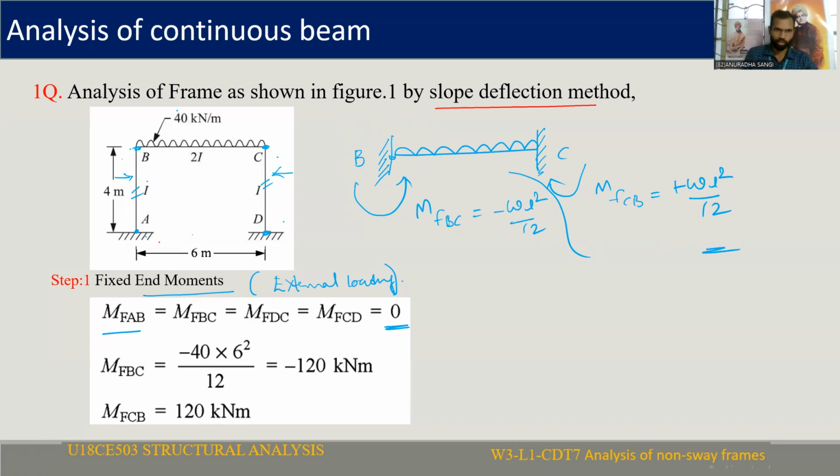Here W is equal to 40 kN per meter and L is equal to 6 meters. Substituting here, you get MFBC equal to minus 120 kN-m, and MFCB is equal to plus 120 kN-m. The only change between MFBC and MFCB is the sign convention. MFBC produces anti-clockwise resistance at B, and at C clockwise resistance will be there. So this is the first step in the problem.